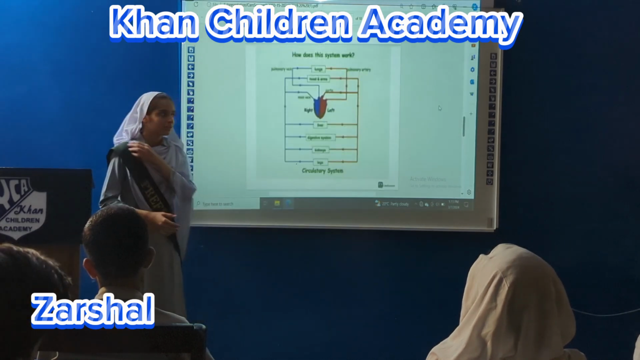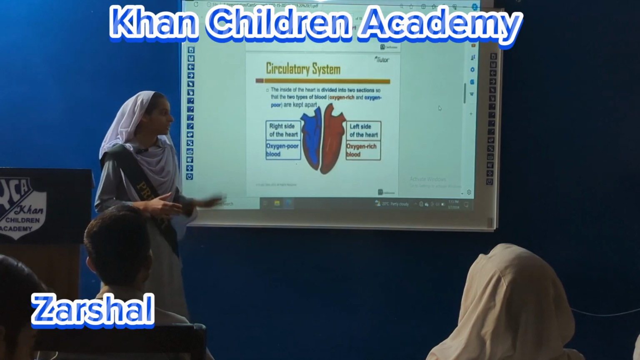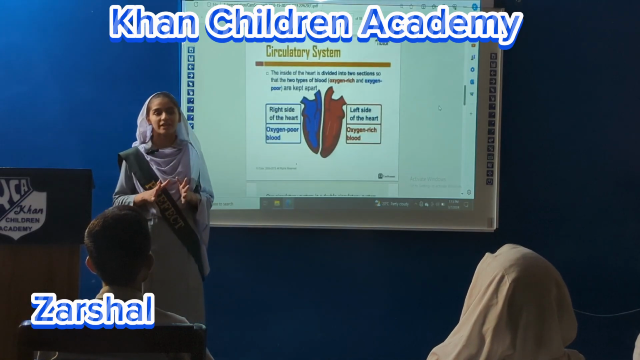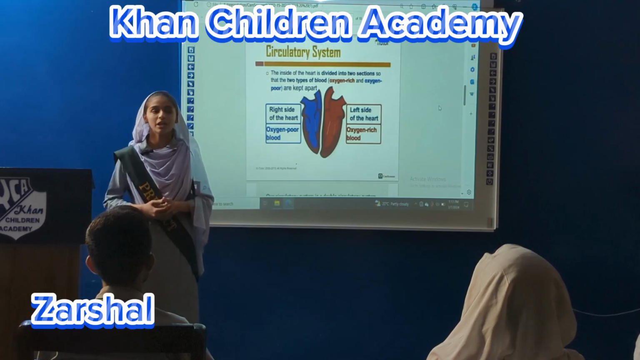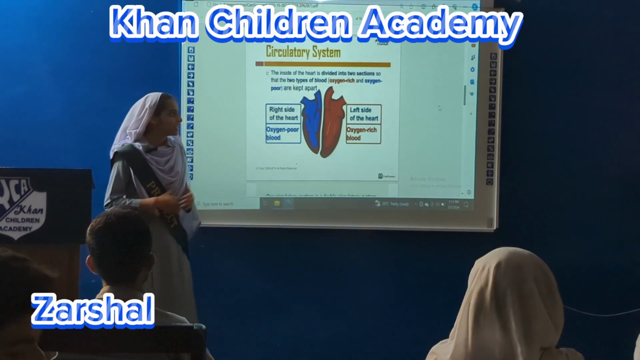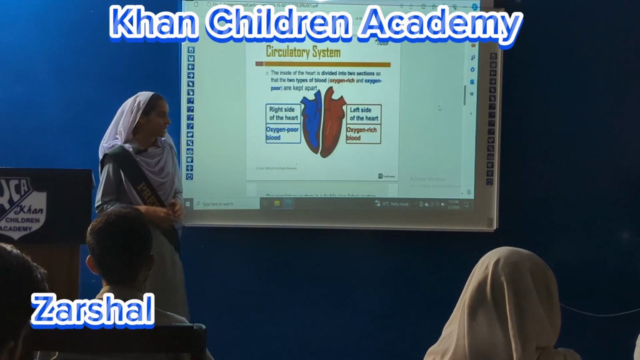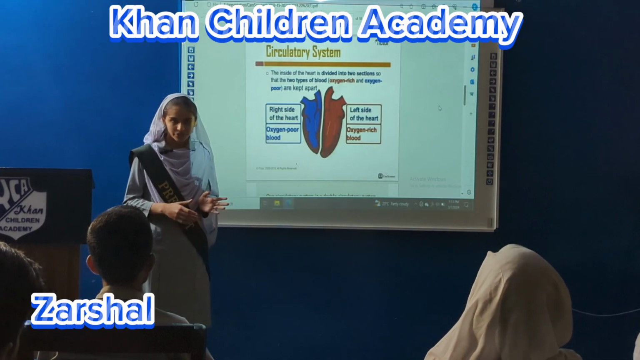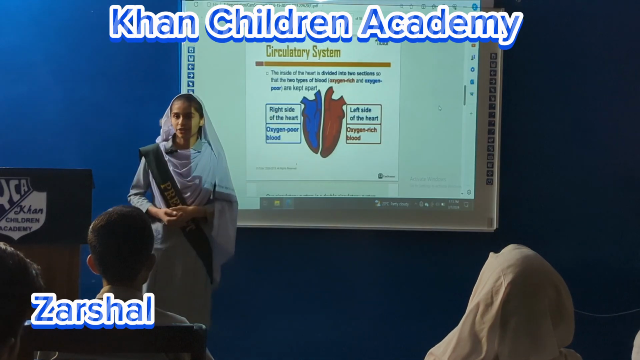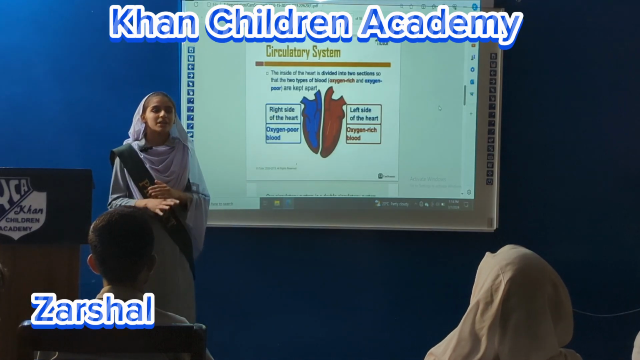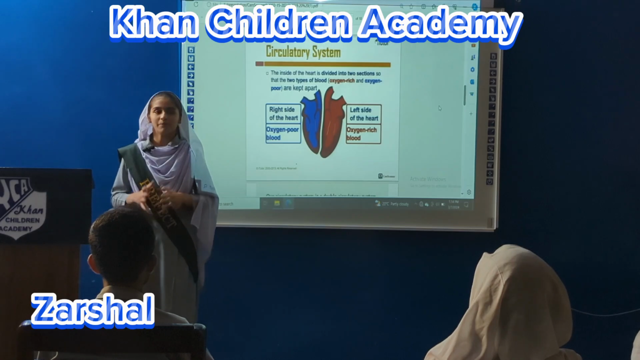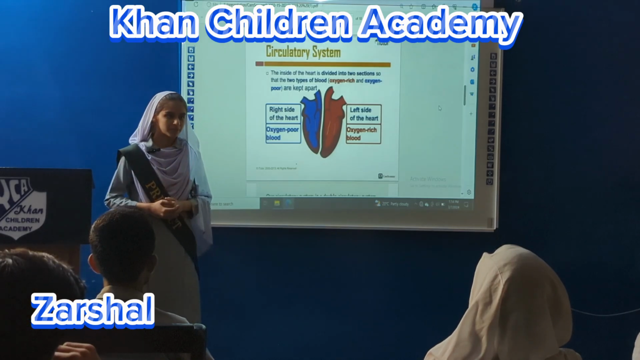Heart. The heart is a muscular pumping organ located in a fibrous bag-like protective cover called the pericardium. Internally, the heart consists of four chambers: right atrium, right ventricle, left atrium, and left ventricle. Atria are completely separated from each other by an interatrial septum.